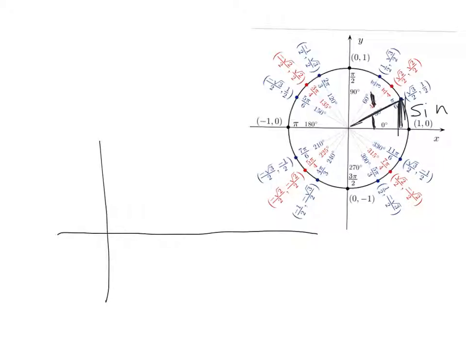And if you remember SOHCAHTOA, the sine is the same as the opposite over the hypotenuse, and if the hypotenuse is 1, the sine is the same thing as the opposite side. And since the opposite side is the y coordinate, that's how it works. The sine is the same thing as the y. The cosine is the same thing as the x.